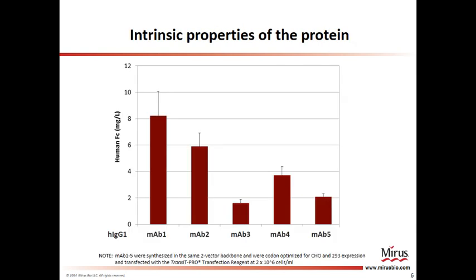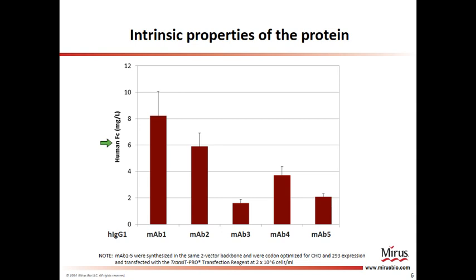So the last topic that I'm going to talk about today are the intrinsic properties of your protein. To address this topic, we took 5 different human IgG sequences from commercial products and had them codon optimized and synthesized in the same 2-vector backbone to express the antibody heavy chain and light chain. And so we compared the expression level of these 5 mAbs head-to-head using the TransIT-Pro transfection reagent, and once again just looked at antibody levels using a standard sandwich ELISA.